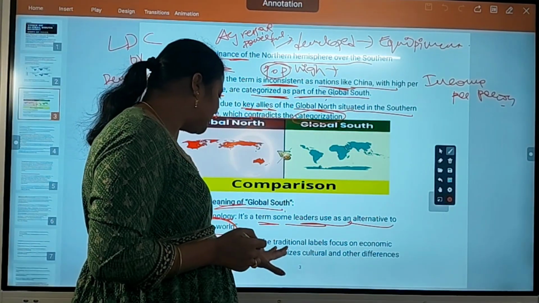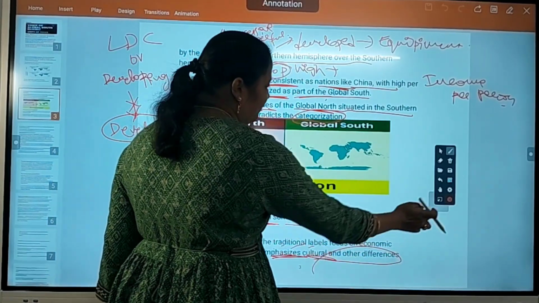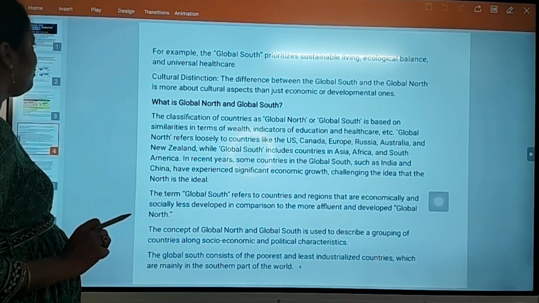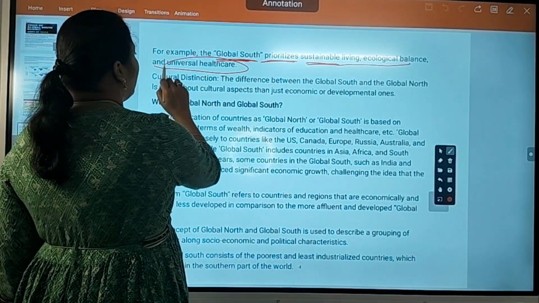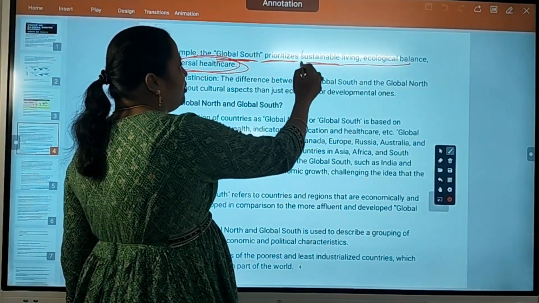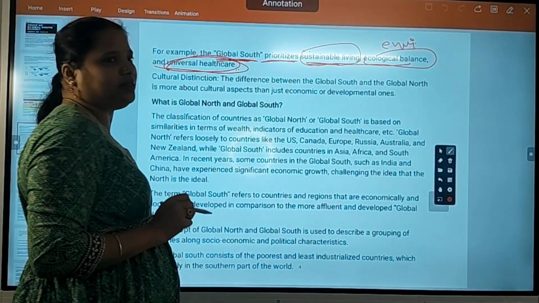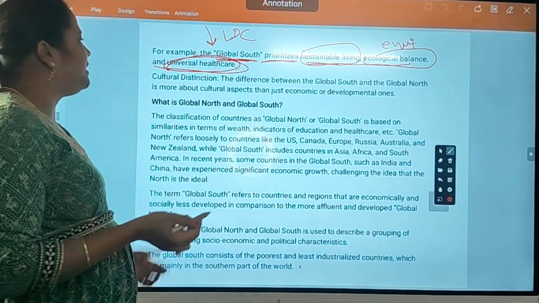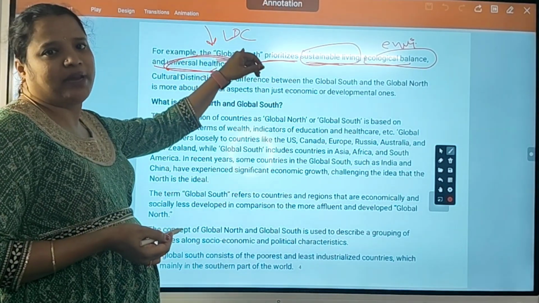Beyond economics, while the traditional labels focus on economic indicators, Global South emphasizes culture and other differences. Global South also refers to cultural differences. For example, Global South prioritizes sustainable living, ecological balance and universal health care. So Global South prioritizes sustainable living, environmental balance and at the same time health care. That is why development is also low, and it becomes like an LDC. They prioritize a better lifestyle, and that is why the country becomes like an LDC.